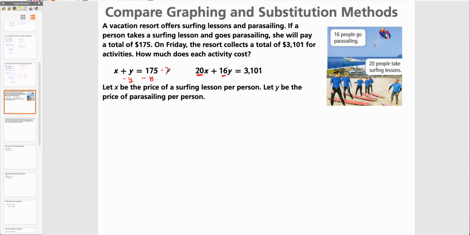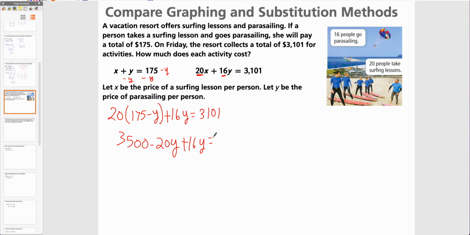Oops, why did I put a 7? I don't even know why I put a 7 there. Okay, so 20 times (175 minus Y) plus 16Y equals 3,101. So 2 times 175 would be 350, so 20 times 175 is 3,500. 3,500 minus 20Y plus 16Y equals 3,101.